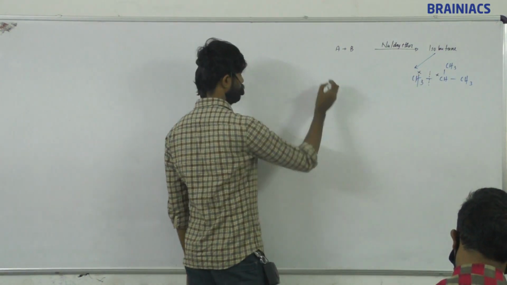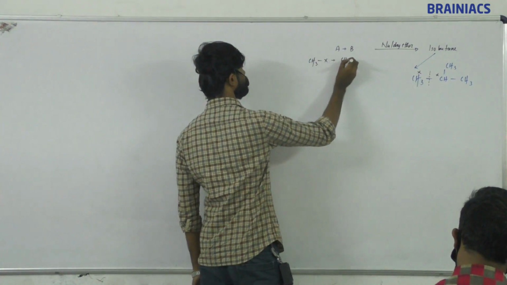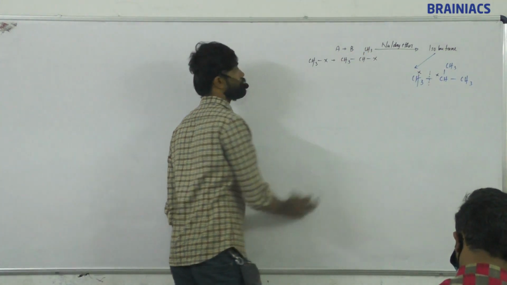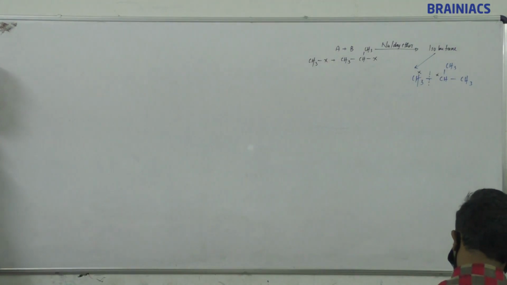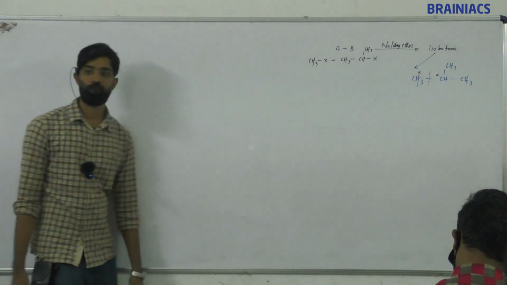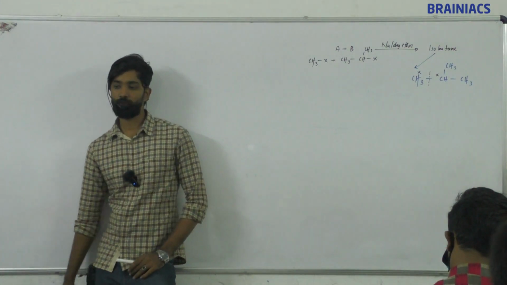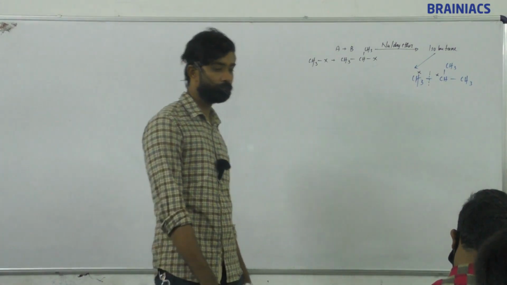X. You don't know about the halogen. So CH3X plus CH3, CH3X. Okay? Fine. And that's all about the Cross-Wurtz reaction. Moving to the next, internal Wurtz.